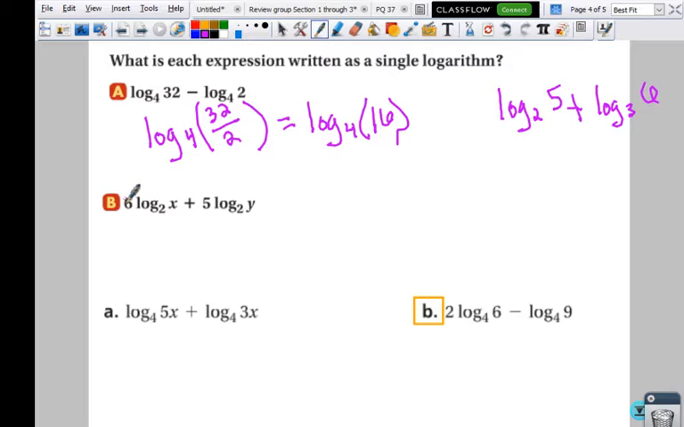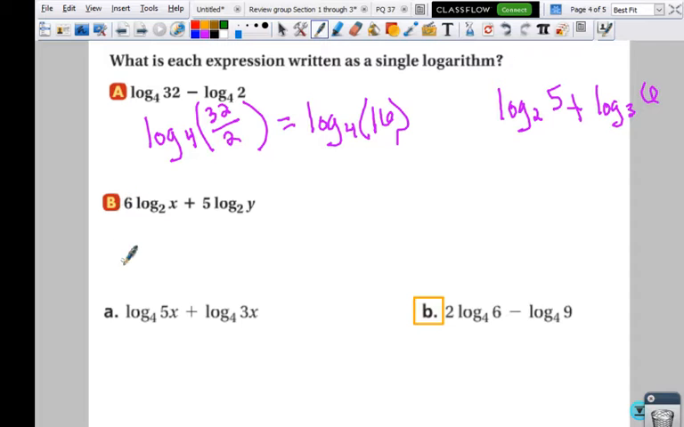Carissa, what rule talks about having numbers in front of logs? Not Alyssa, Carissa. I'm actually curious about which rule it is.